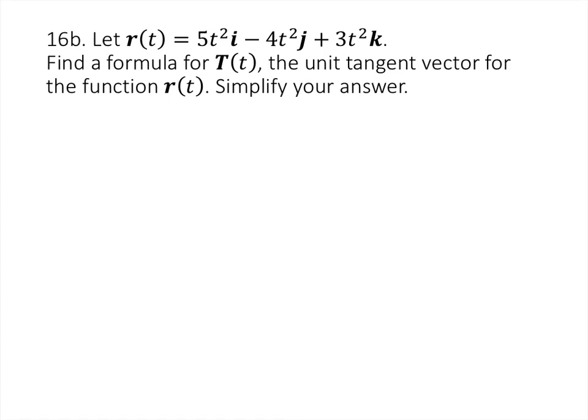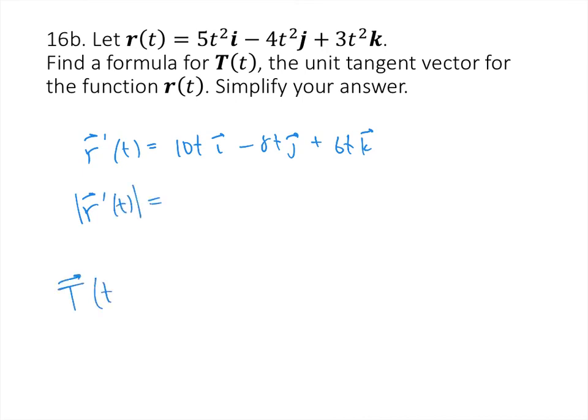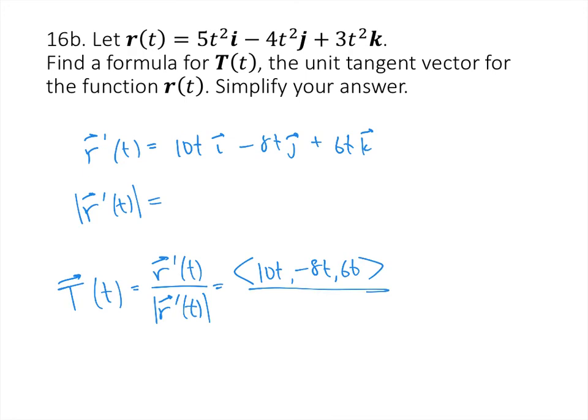Now we're asked to find a formula for capital T, the unit tangent vector. So we're going to start with our r prime that we just figured out in the previous part, 10t, minus 8t, and 6t. We need to find the magnitude of that vector, because capital T is r prime of t divided by the magnitude of r prime of t. So we take the square root of the sum of the components squared.